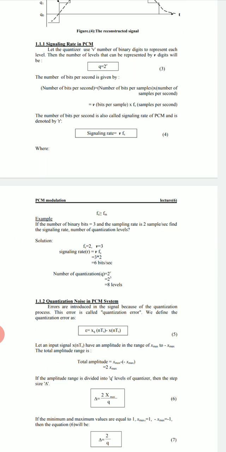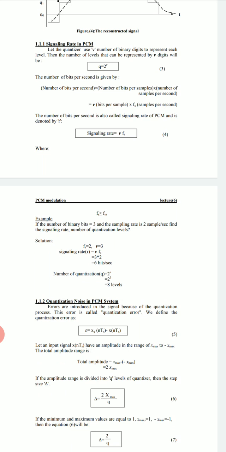Find the signaling rate. What is the formula we have? Signaling rate R equal to V into f of s. So you take V as 3 and f of s as 2. 3 into 2 you will get 6. What is the unit? It will be bits per second. So you can take 6 bits per second.